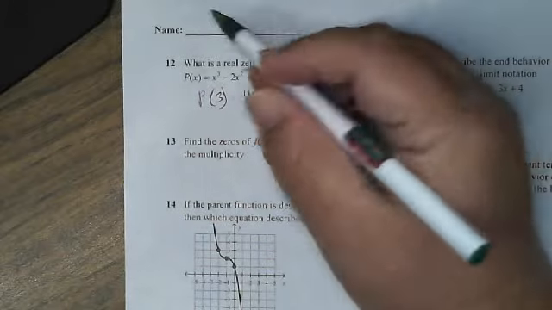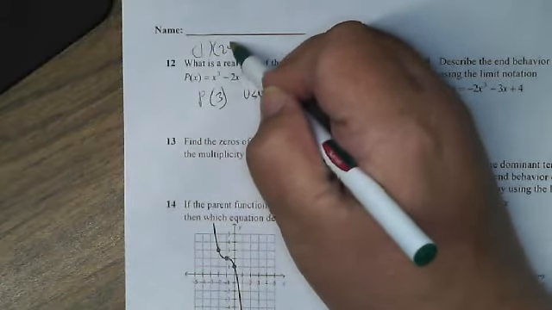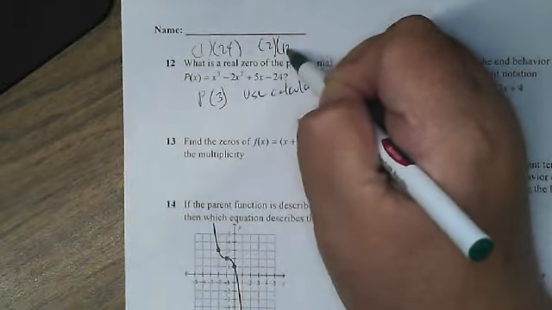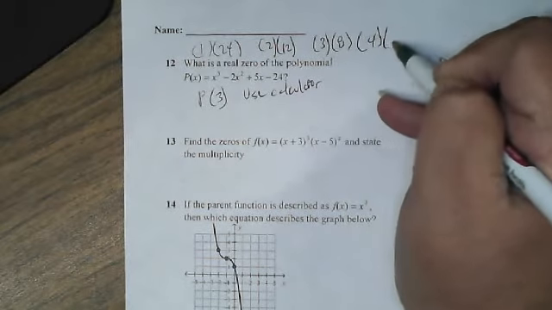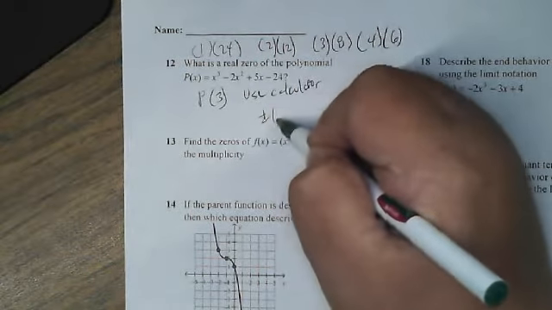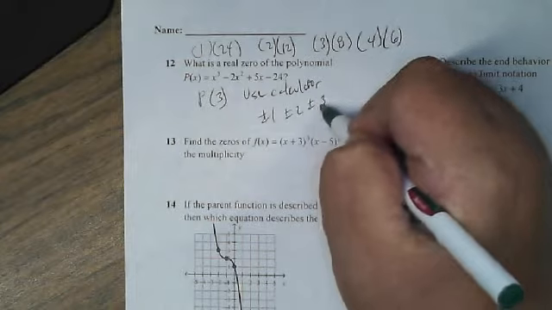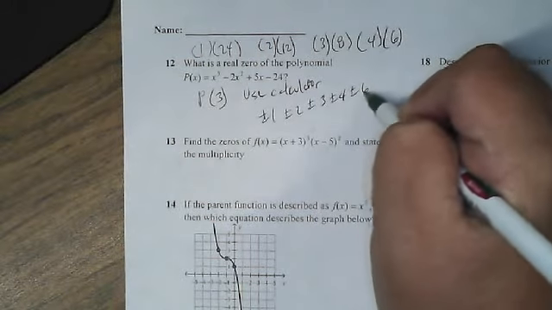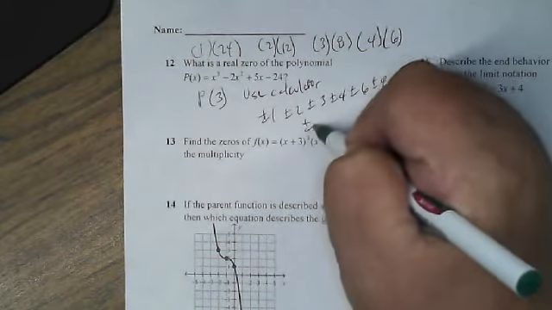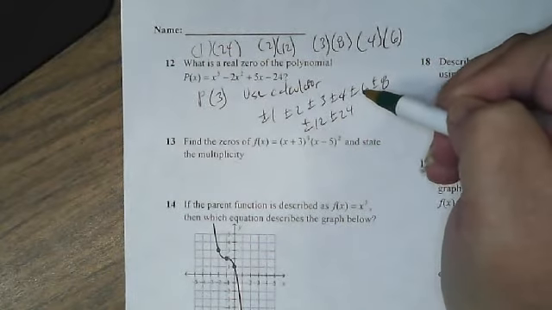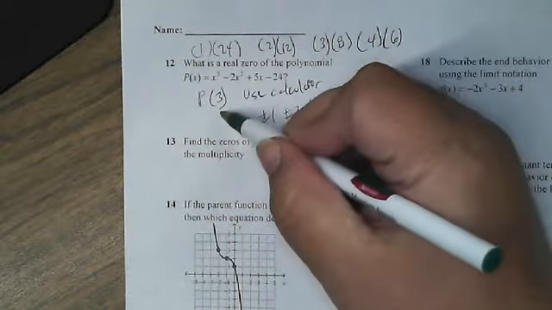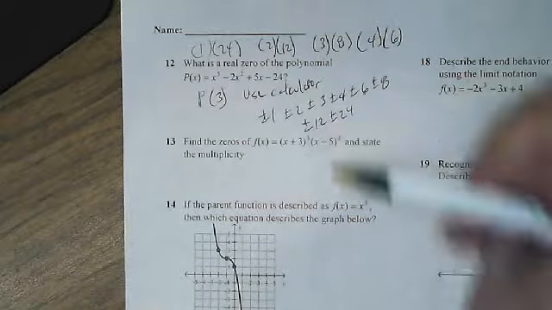Now if you list all your possible zeros, 1 times 24, 2 times 12, 3 times 8, 4 times 6, so you tell me positive negative 1, 2, 3, 4, 6, 8, 12, 24, that would be good too, okay? But if you use the calculator, you can find your zero right away.